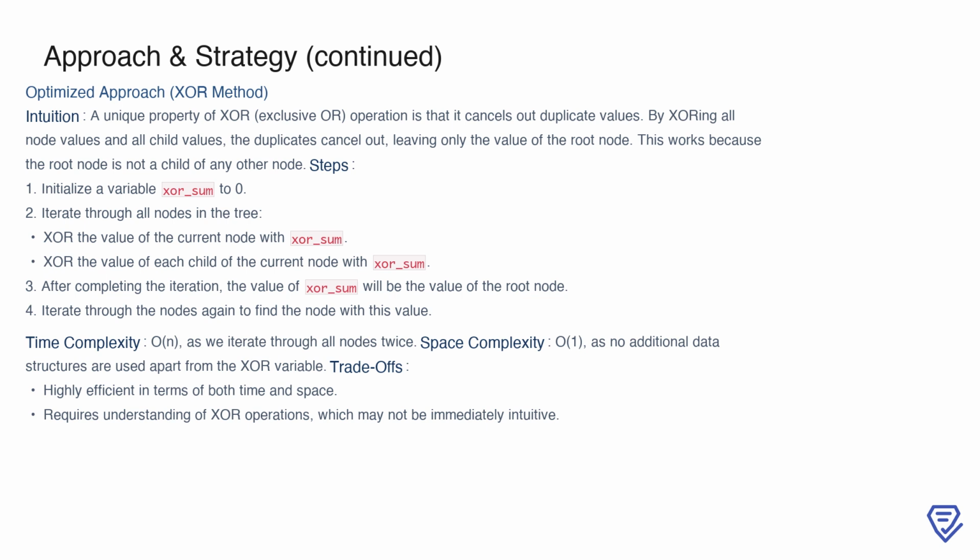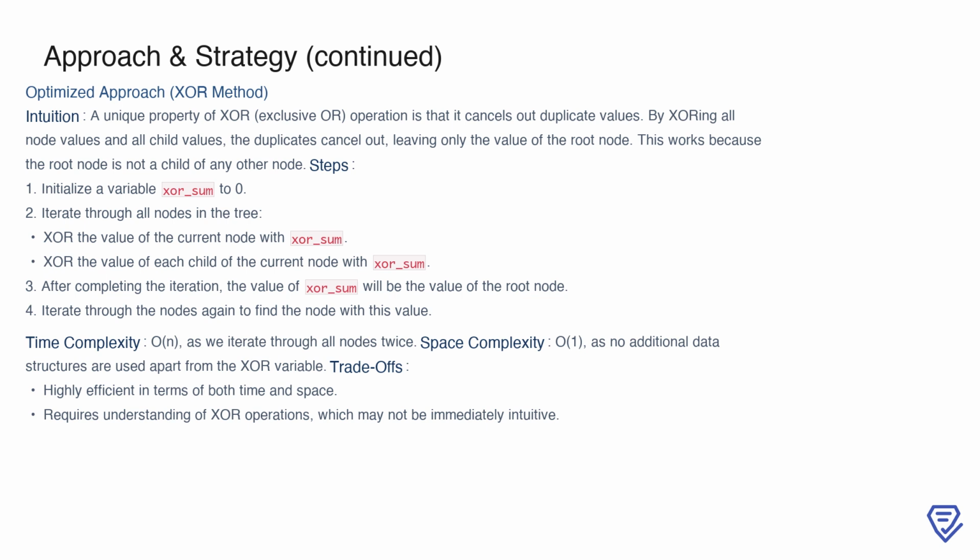Then, as we iterate through the tree, we XOR the value of each node and XOR the value of all its children with XOR_sum. After completing this process, the value left in XOR_sum will be the value of the root node. At this point, we perform a second iteration to locate the node with this value.